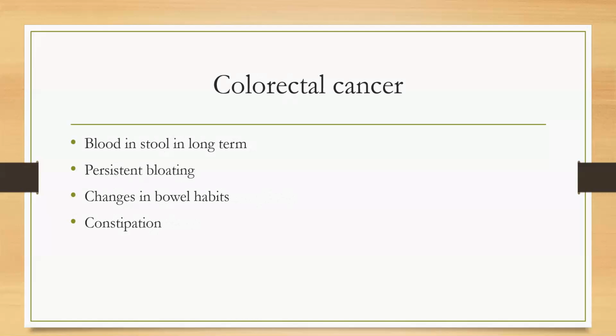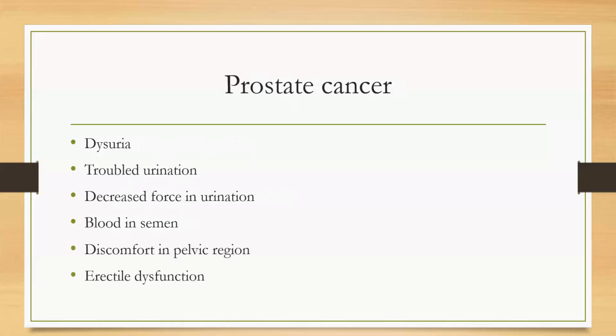Colorectal cancer is similar to hemorrhoids. There will be blood in stool, persistent bloating, changes in the bowel habits and constipation, and even sometimes you might get ulceration. Now prostate cancer, there will be dysuria, pain during urination, troubled urination, that is, there will be urgency, decreased force in urination. You can find blood in semen, then discomfort in the pelvic region, or even erectile dysfunction.